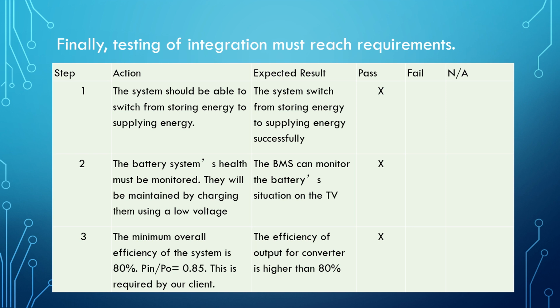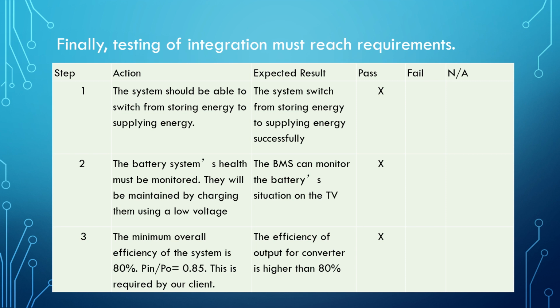And finally, the success of the subsystem testing doesn't mean the system can work perfectly. So when you combine all of the subsystems, you cannot imagine what happened. So finally, we have the testing of the integration, and this is the table. This is the result of the integration testing. We have the 6 steps.